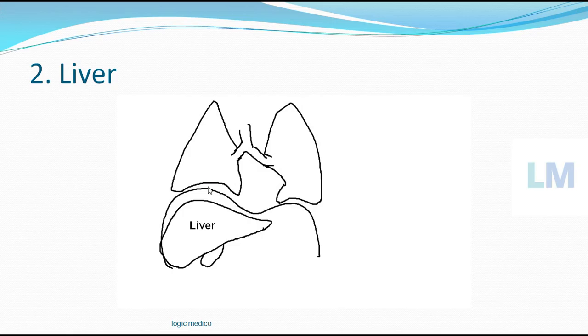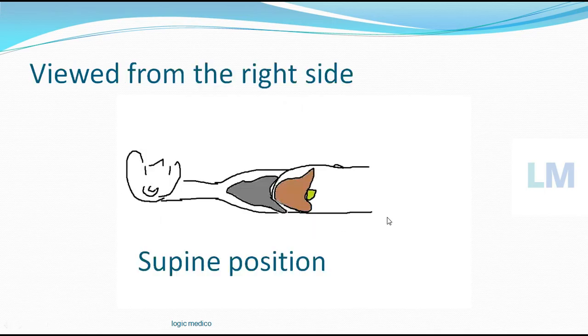Sir, how come I can't see that here? Yes, of course, in the front-on view you will not be able to see it. Through the diaphragm, it pushes the diaphragm up and compresses the lung. We'll see that in the side-on view. See, this is viewed from the right side. I already told you it is present in the right hypochondrium, or the right side of your abdomen.